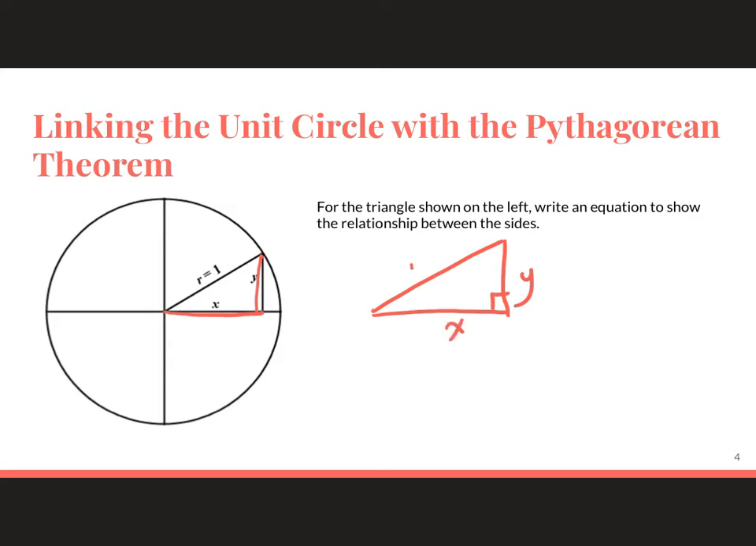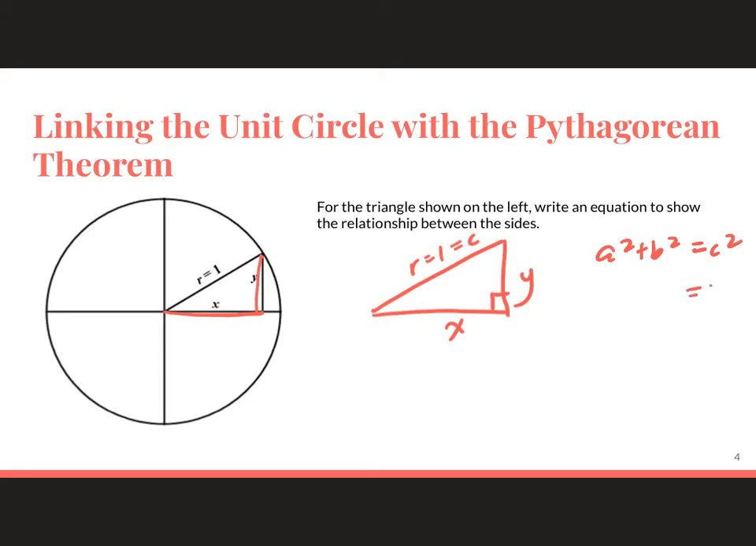And I know that this is a right triangle because I created this y by just dropping an altitude down, and that automatically is going to be 90 degrees. So I have a right triangle, so I know that because I have a right triangle, I can always use my Pythagorean theorem. So I have a squared plus b squared equals c squared. My c value corresponds with my hypotenuse.